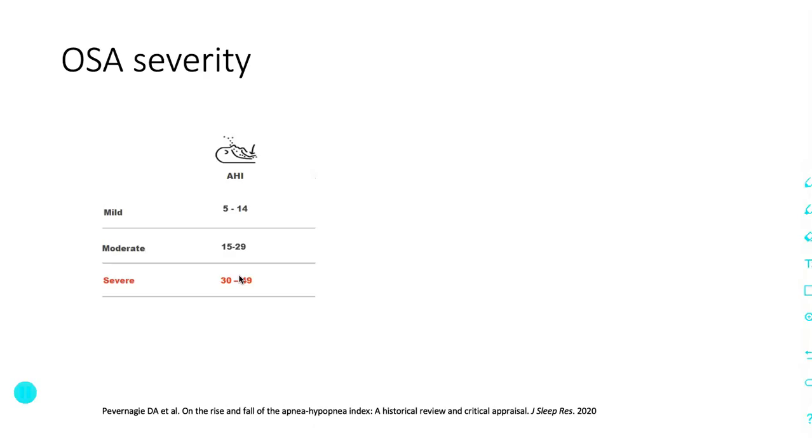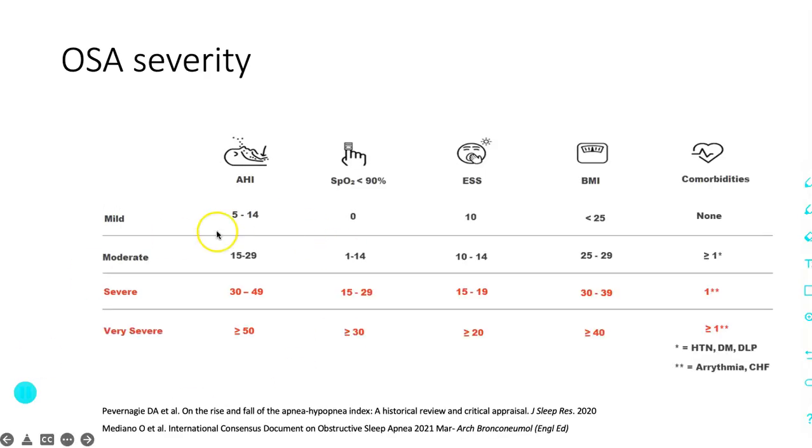But the approach for the mild cases, the 5 to 15, is slightly different. The physicians or the clinician may look into other factors like hypoxemic burden or level of severity of the sleepiness or the presence of severe obesity or presence of comorbidities.